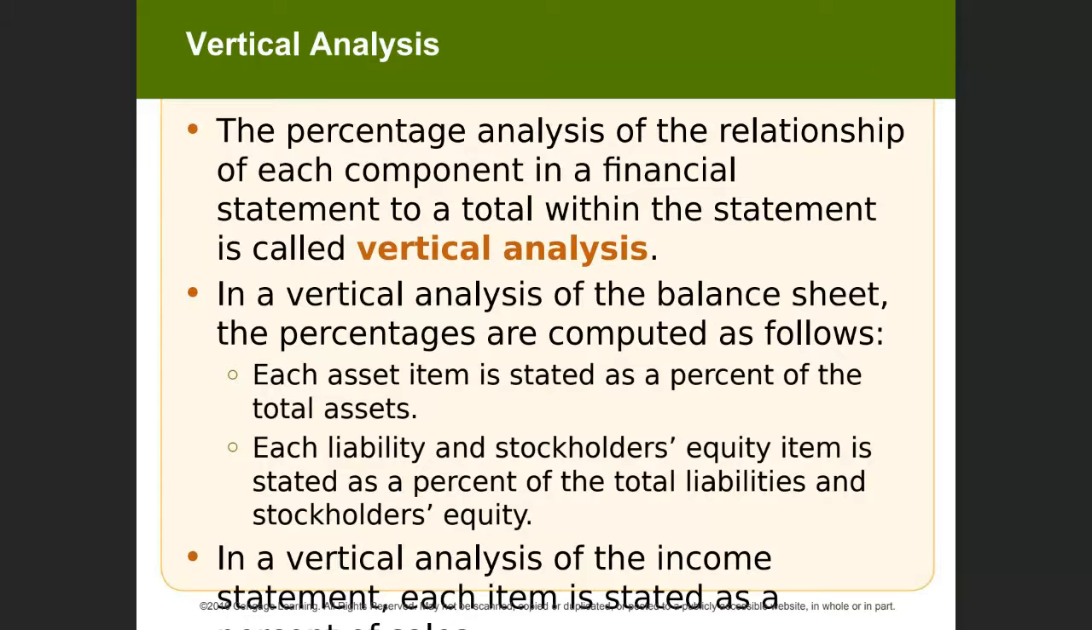The percentage analysis of the relationship of each component in a financial statement to a total within the statement is called vertical analysis. In a vertical analysis of the balance sheet, the percentages are computed as follows. Each asset item is stated as a percent of the total assets, and each liability and stockholders' equity item is stated as a percent of the total liabilities and stockholders' equity. In a vertical analysis of the income statement, each item is stated as a percent of sales.